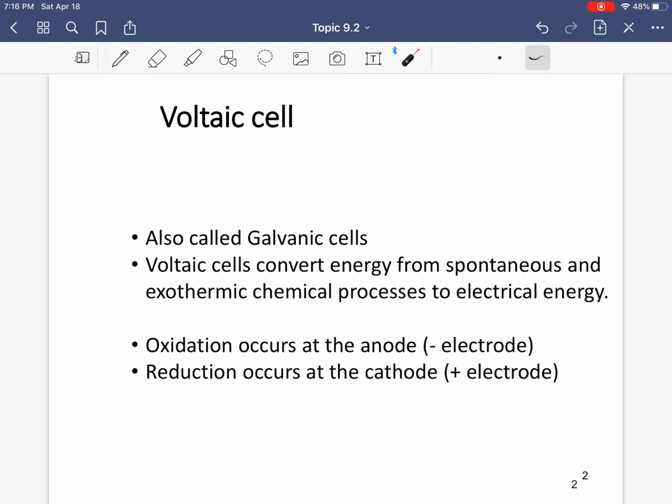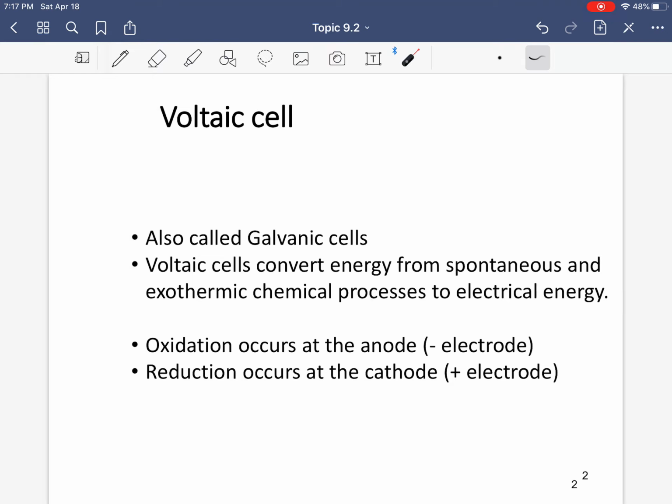Now, the reactions inside a voltaic cell are spontaneous reactions. What that means is that the reaction happens on its own, without any input of outside energy. It just happens. That's what we call spontaneous. A lot of reactions are quite spontaneous, where no extra energy is needed for a reaction to occur. The reaction also has to be exothermic, which we already know what that is.